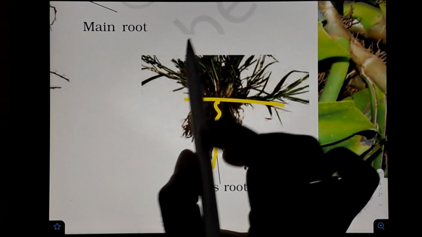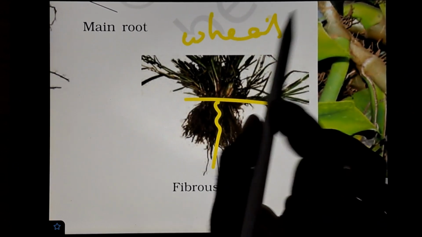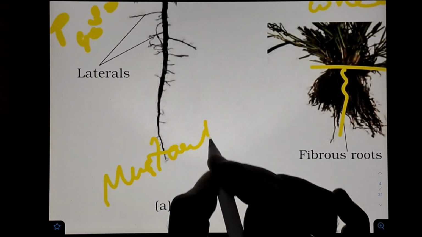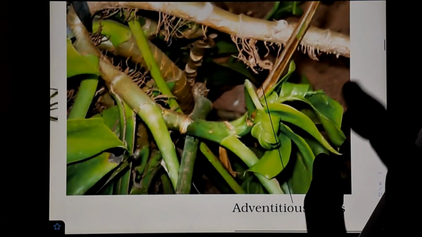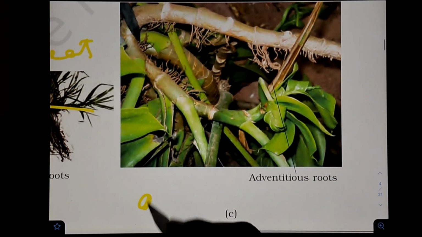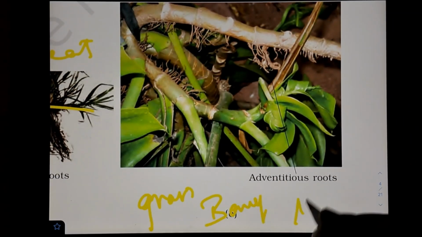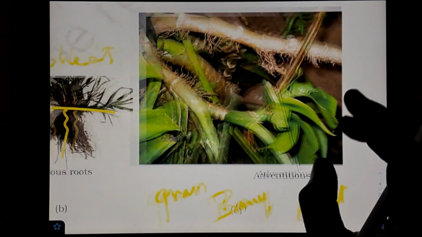Fibrous root system, example wheat. This example is mustard, and this is the adventitious root: grass, banyan tree, monstera are the examples. Examples are most important in this chapter. I am repeating them again and again because you should remember them. You should learn the examples by heart.